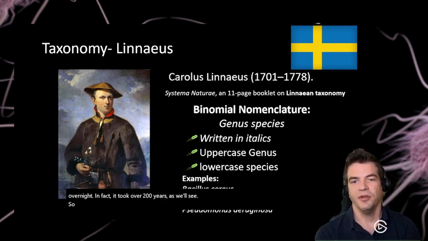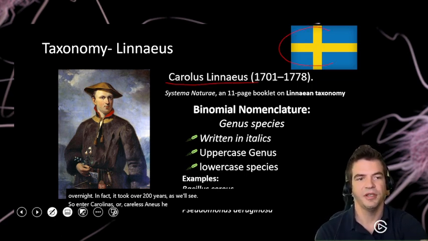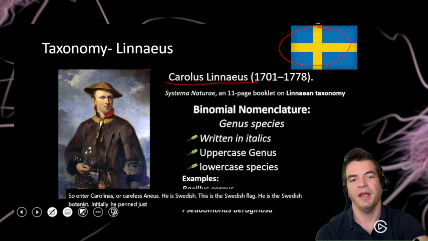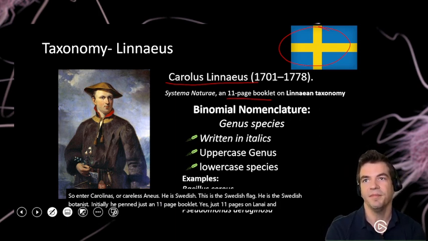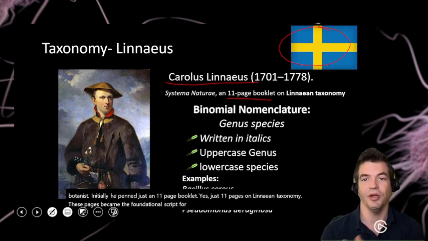So enter Carl Linnaeus, or Carolus Linnaeus. He is Swedish. This is the Swedish flag. He is a Swedish botanist. Initially, he penned just an 11-page booklet, yes, just 11 pages on Linnaean taxonomy. These pages became the foundational script for what we know today.